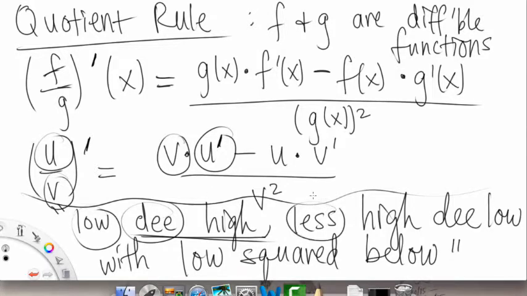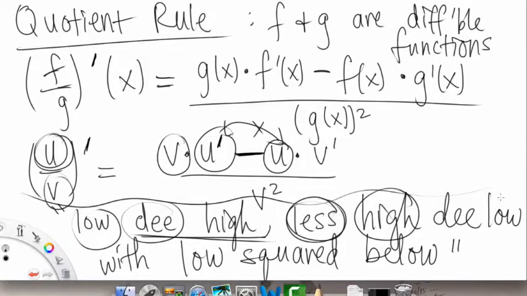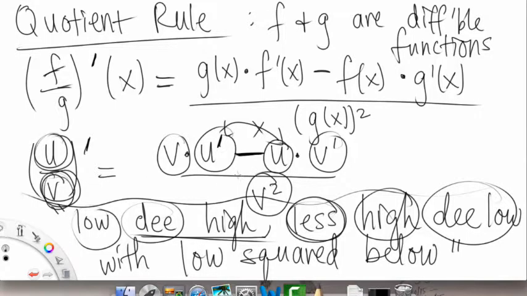And then less, that's our minus sign here, which is very important, and that means that we cannot just arbitrarily switch the order of the top here. We can't do that because we have this minus sign. So less, high, and then we write the original function on top, so that would be our u, times d low, so that's the derivative of the bottom one. And then with low, so our low function, so our bottom one, v, squared below. So it's squared there. Okay? So again, I'll rewrite this on the next slide in a clear fashion.